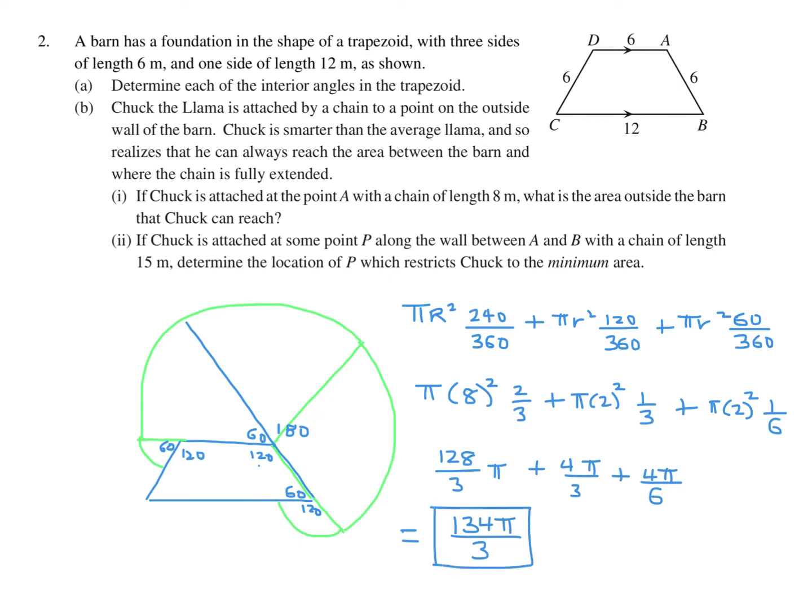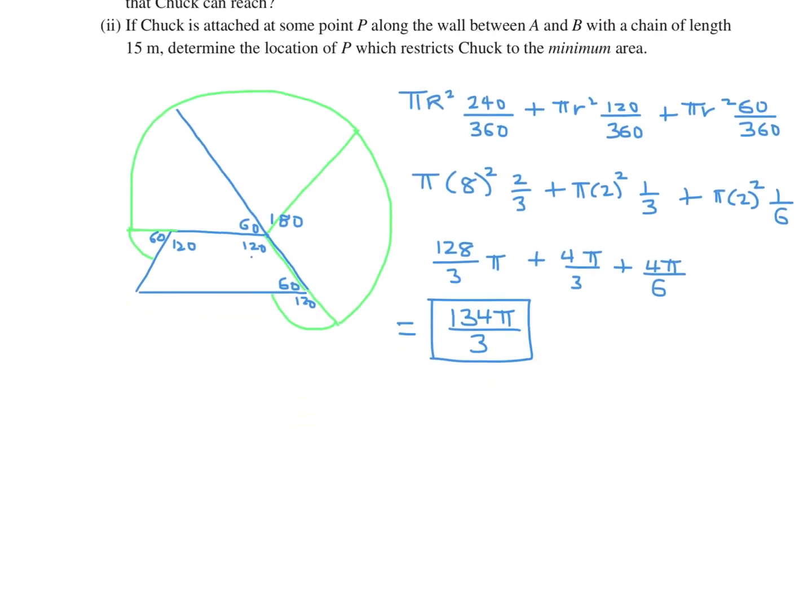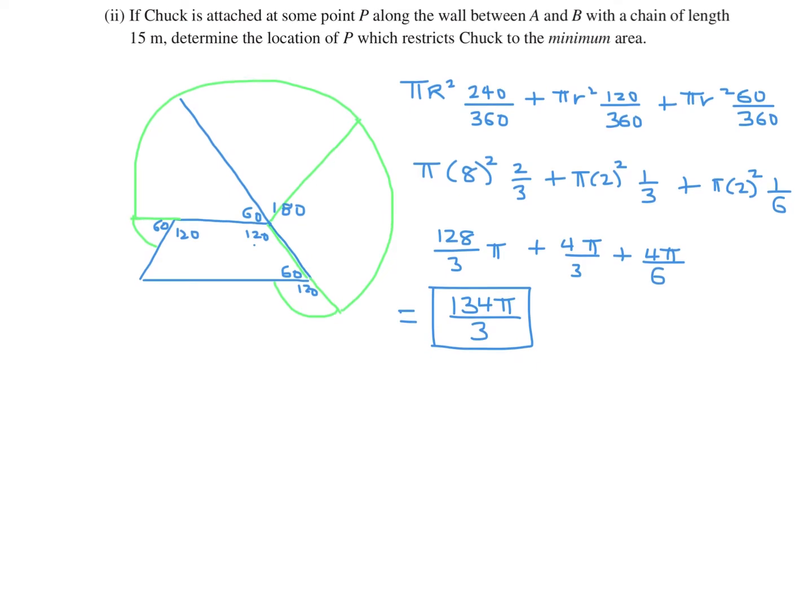So that takes care of this guy. Okay, same story, I think, for the last part. If Chuck is attached to some point P along the wall AB with a chain length of 15, determine the location P, which restricts Chuck to a minimum area.